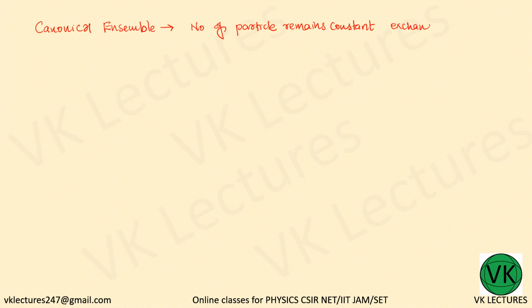Now let us discuss the canonical ensemble. In the ensemble where the number of particles remains constant, that means there is no exchange of particles, which means dN by dt is equal to 0, which means N is constant.